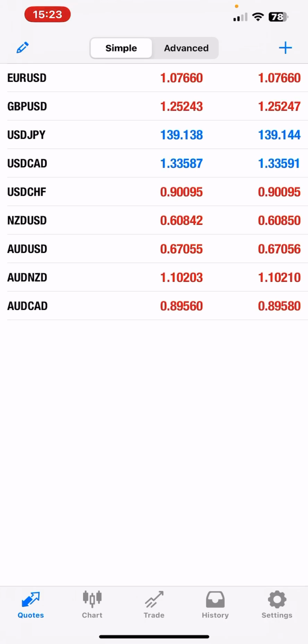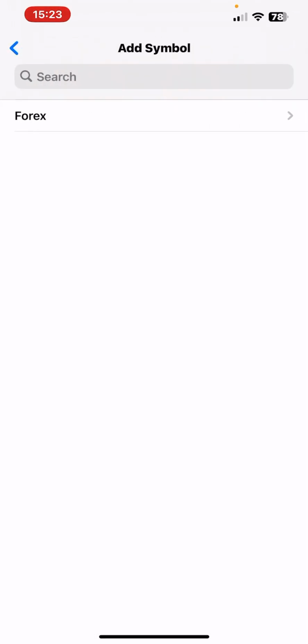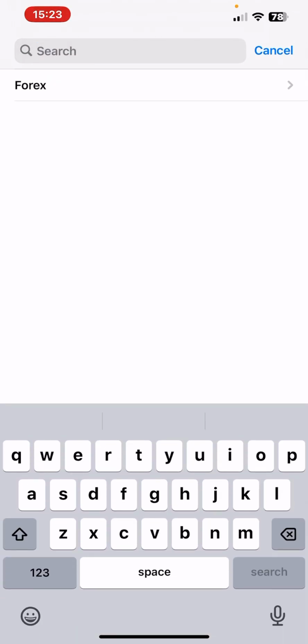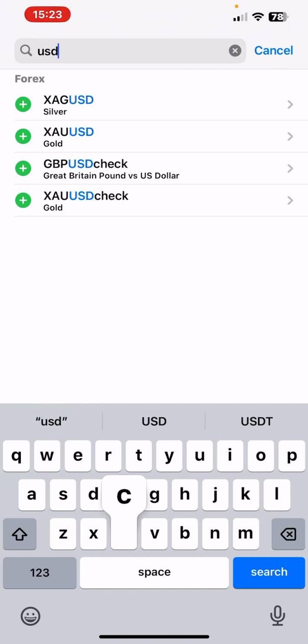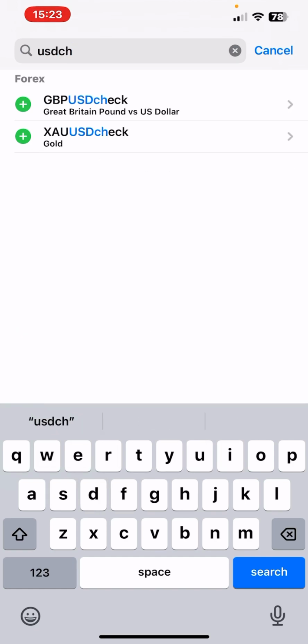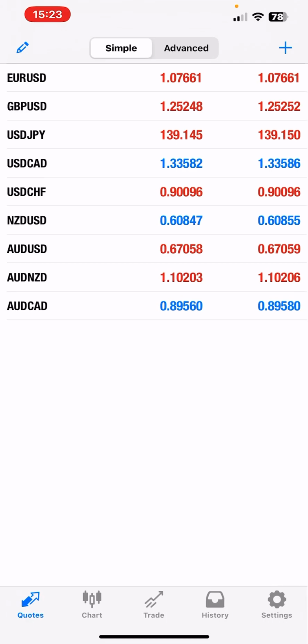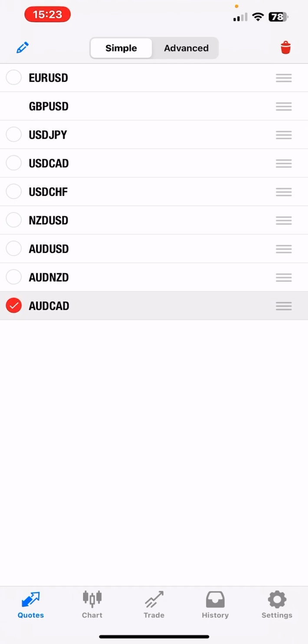The plus sign at the top is to add other currency pairs. You can just search for any currency pair, let's say USD CHF, and so on. You can add any other currency pair you want, and you go back. To delete a currency pair, you go to the edit button, click on it, delete the currency pair, and you go back.